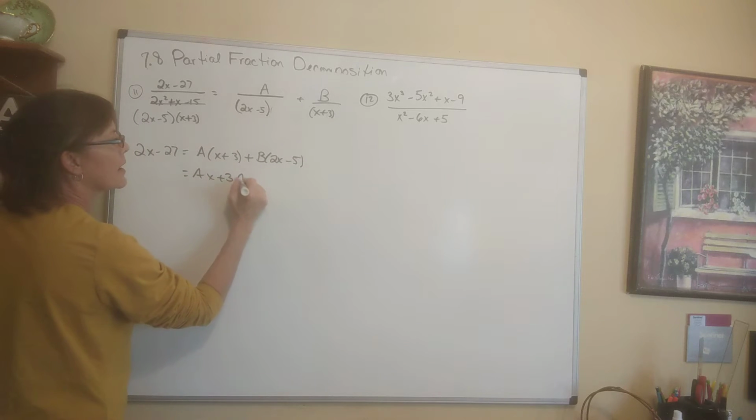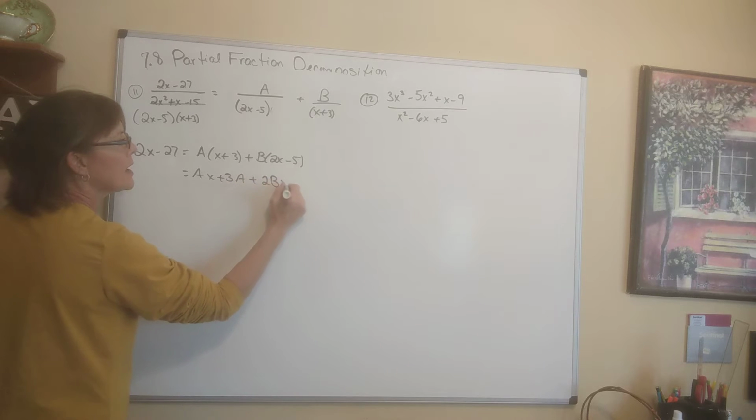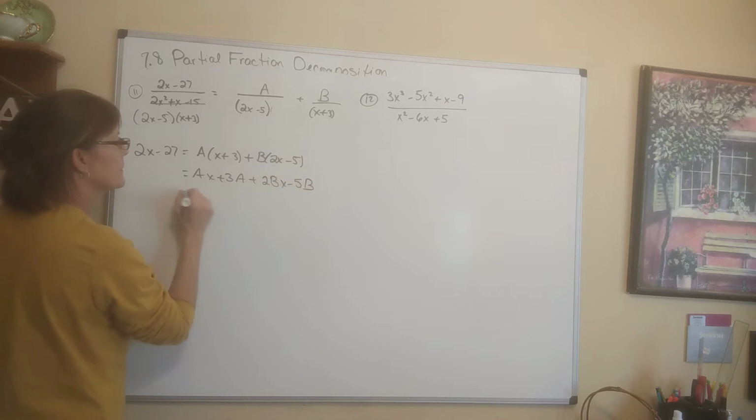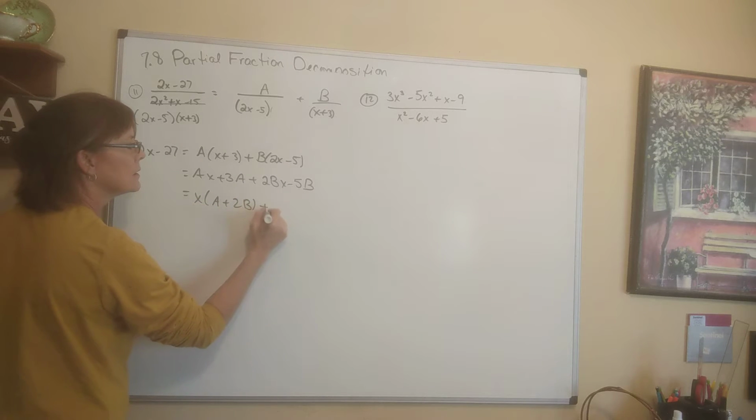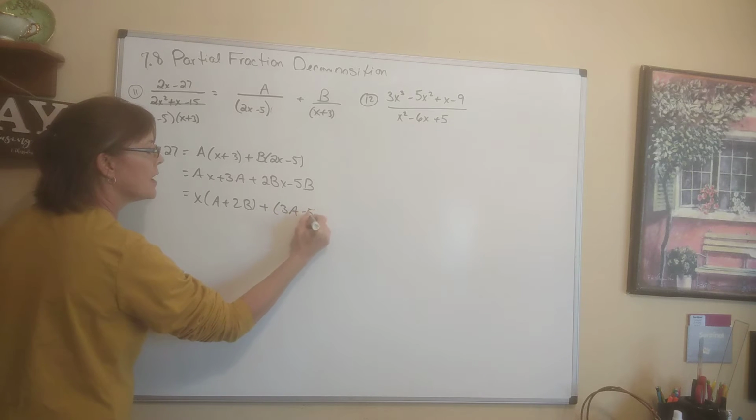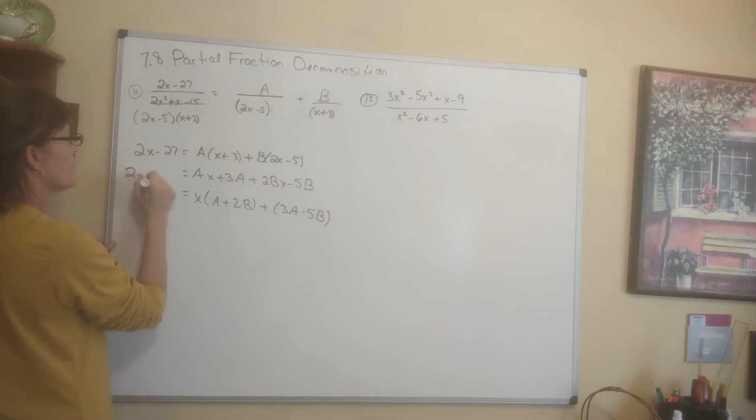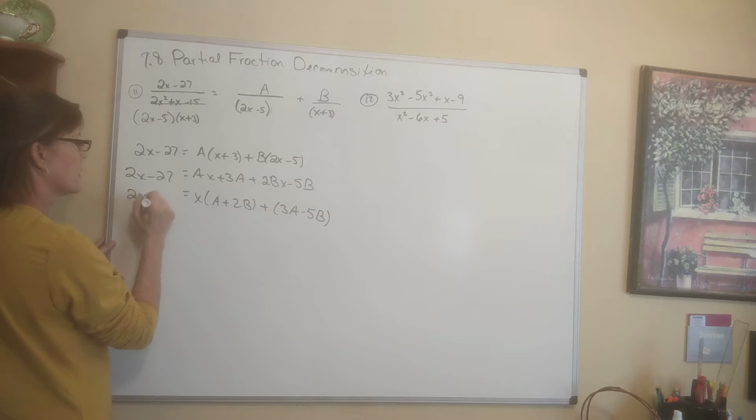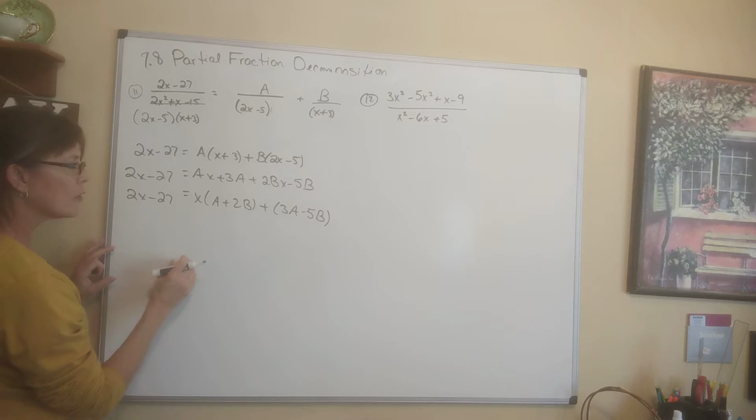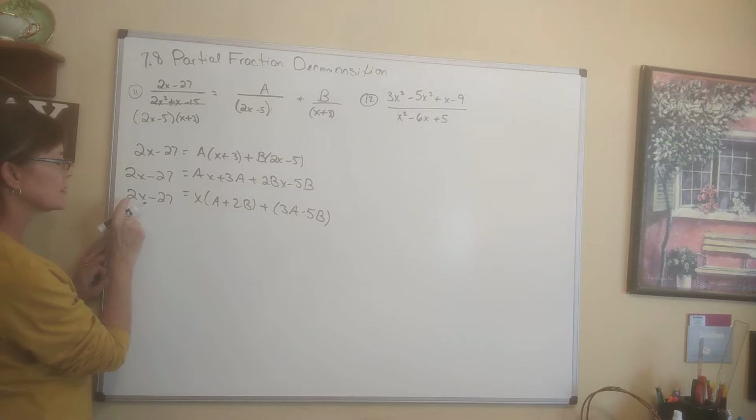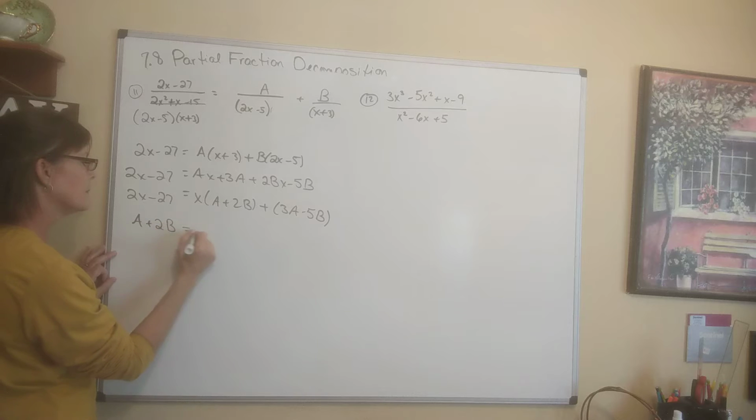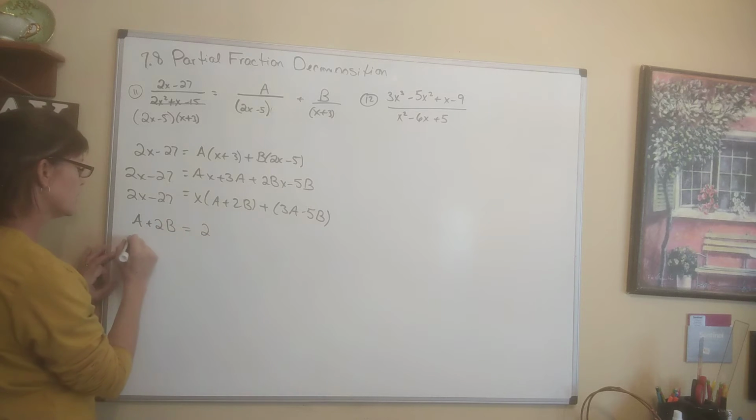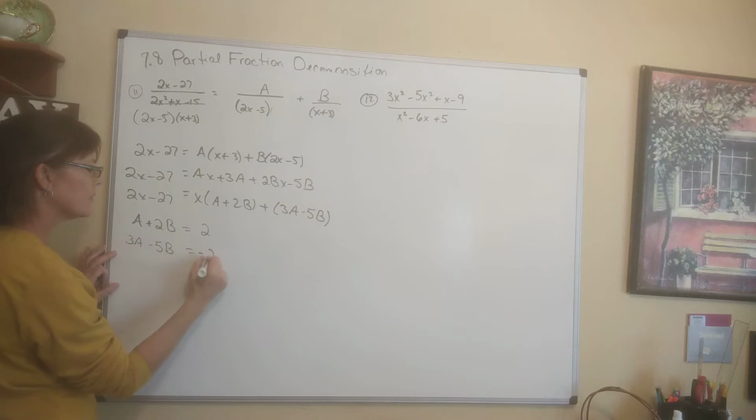Ax plus 3a, 2bx minus 5b. X is going to be a plus 2b, 3a minus 5b. Okay, now we're ready to equate coefficients. The coefficient of the x term is 2. The coefficient of the x term is a plus 2b. The constant term is 3a minus 5b. The constant term is negative 27.